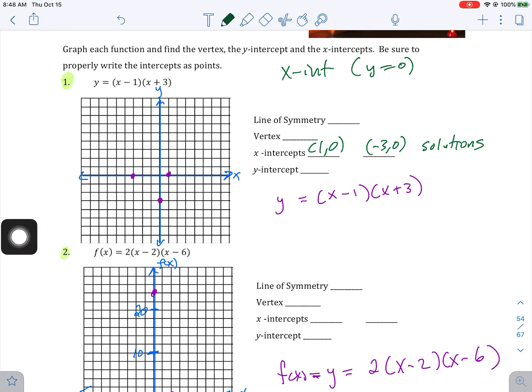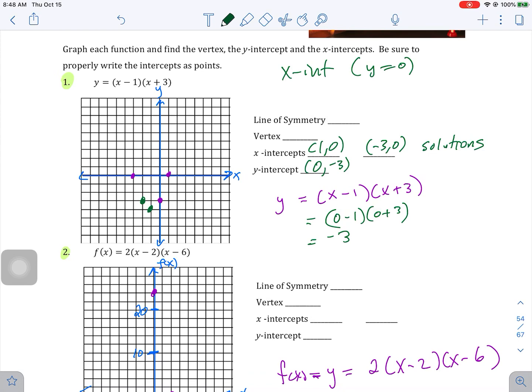So if we plugged in a 0, 0 minus 1, and 0 plus 3, we get negative 3. And so you can see negative 3. Now, that's when x is 0. So it's not the vertex, though. Look at the symmetry here. Okay, because of the symmetry, you know there'd be another point here. Okay, and then the vertex is going to be here.